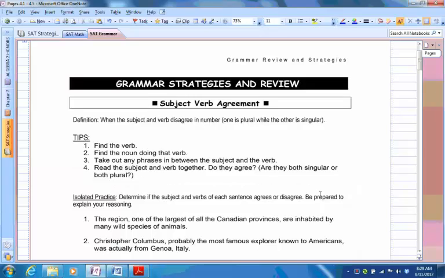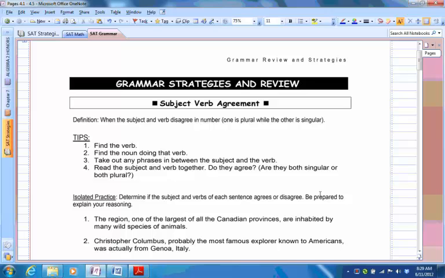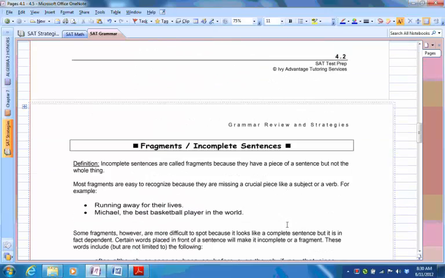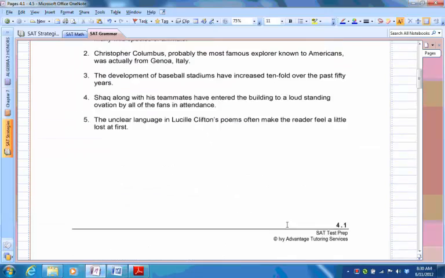This time we're going to be talking about grammar strategies in review. And we're only going to talk about two types of grammar rules that are common on the SAT writing section. And that would be subject-verb agreement. And then the next one will be on fragments / incomplete sentences. So let's talk about subject-verb agreement.